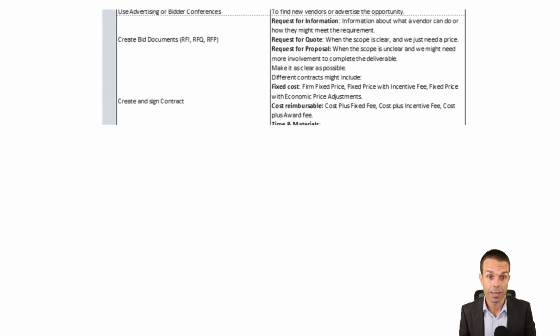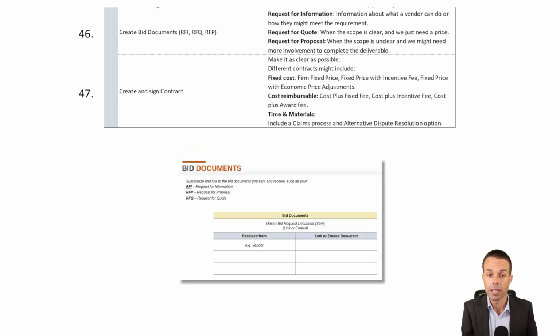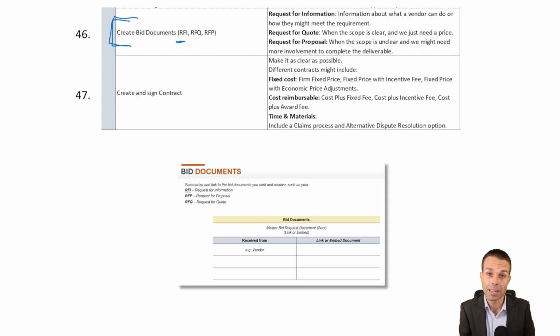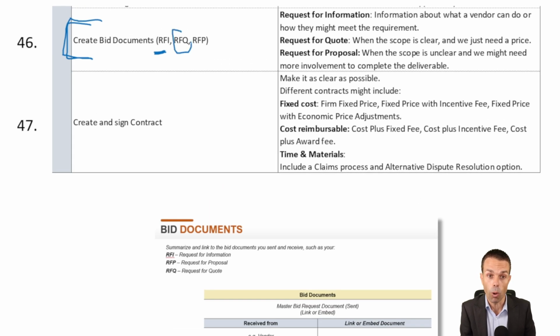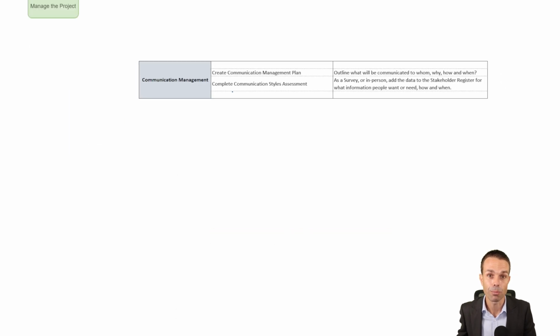Once we've got all of that put together, we need to create the bid document. So we send that out to our vendor. Do we need a request for information? Do we need information on what they can do? A request for quote. So is it just a quote on the price? So how much it's going to cost? Or a request for proposal. Do we need them to propose a solution to us and how much that might cost? So these are the different documents, and then they'll come back with that information and that cost. Then we can create our contract and sign that with the vendor and proceed. And that's all of the items with procurement.